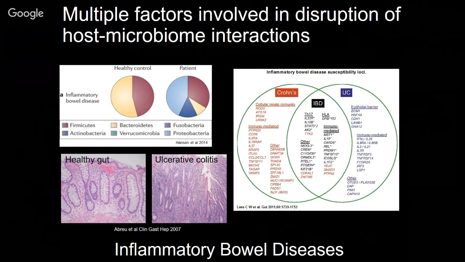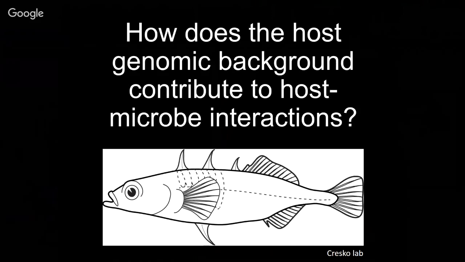So since we're interested in the host genetic background and its role between the microbiota and the immune response, we decided to use a model that actually has natural genetic variation. So something that would already have a number of different genes that influence that relationship that are different between one host and another, and specifically between one population and another. And so we decided to use this fish, Threespined stickleback.